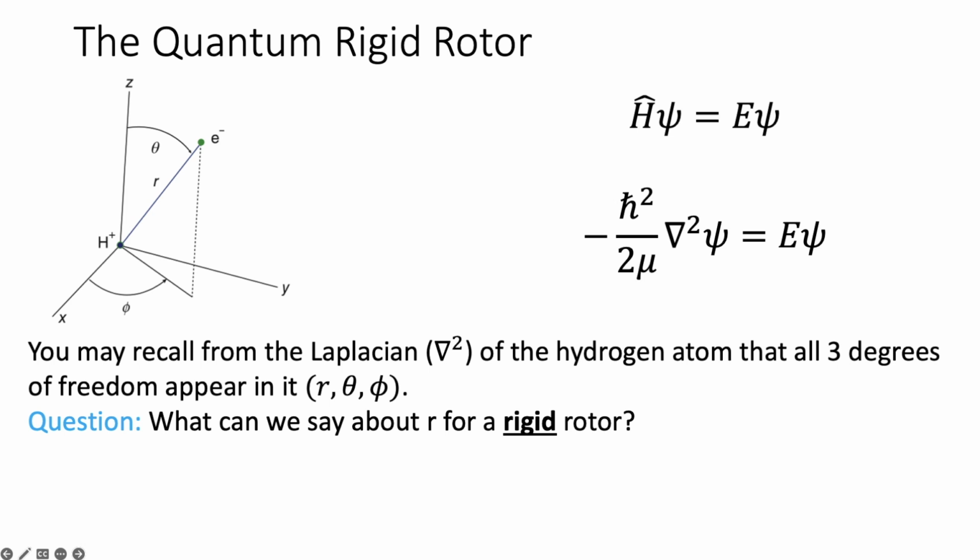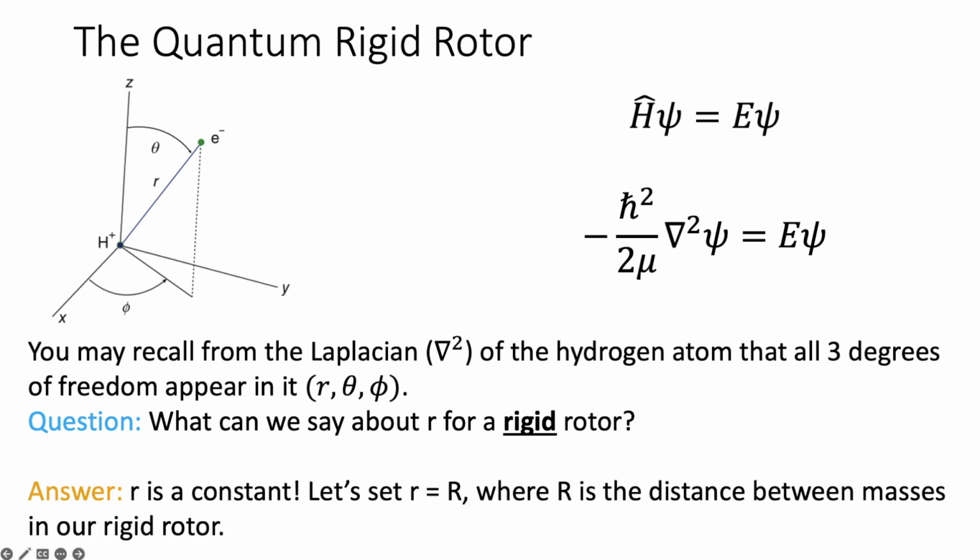So if you recall the Laplacian operator, that triangle squared looking thing, the name of that is nabla, the Greek letter nabla. So nabla squared, that's our Laplacian. And you might remember that all 3 degrees of freedom appear in that. There's r, theta, and phi. And so what can we say about r for a rigid rotor? Just think of 2 masses, like a dumbbell looking thing, where you have 2 masses rotating about their center of mass. So what can we say about r for that if we define it as a rigid rotor?